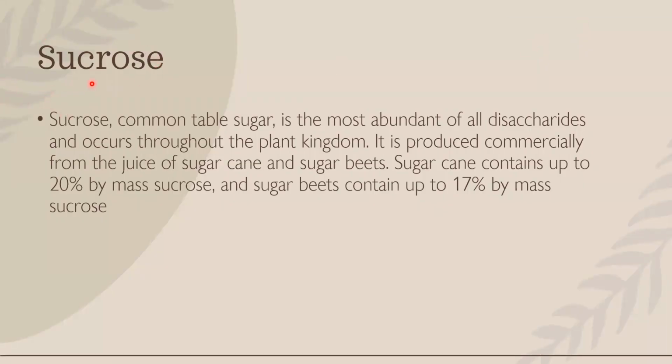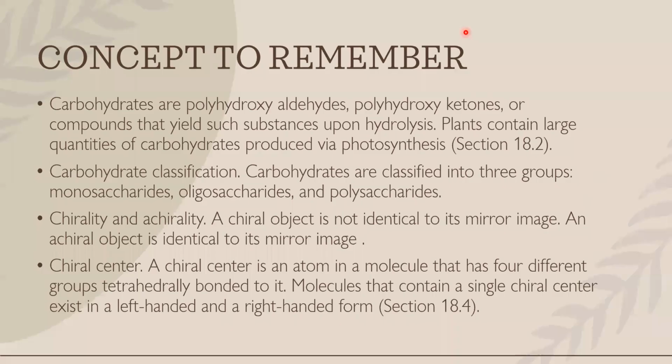Next is sucrose. Now, sucrose is the most common table sugar. This is the most abundant of all disaccharides and it occurs throughout the plant kingdom. It is produced commercially from the juice of sugarcane and sugar beets. Sugarcane contains up to 20% by mass sucrose and sugar beets contain up to 17% by mass sucrose.